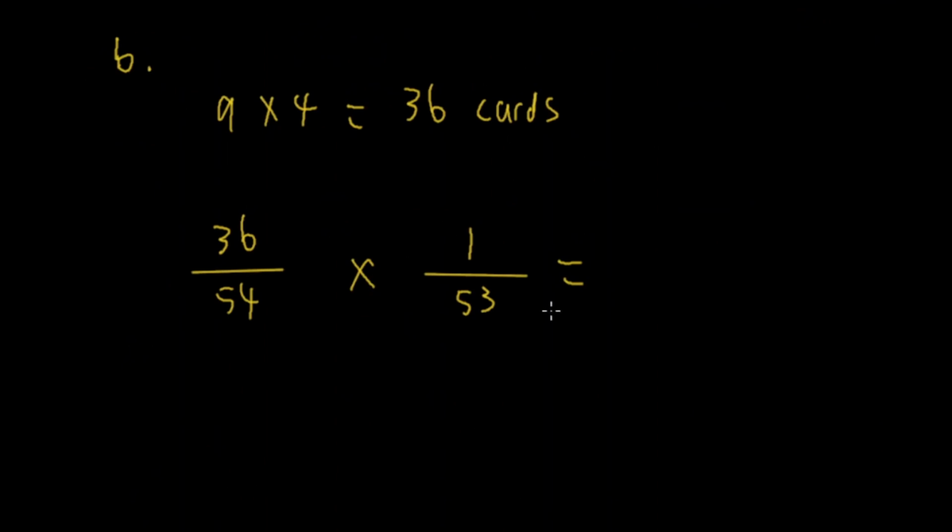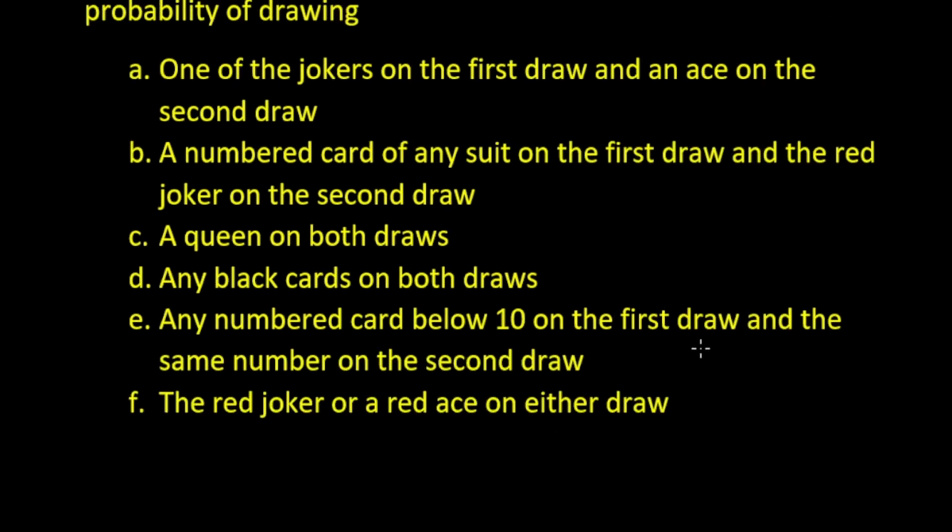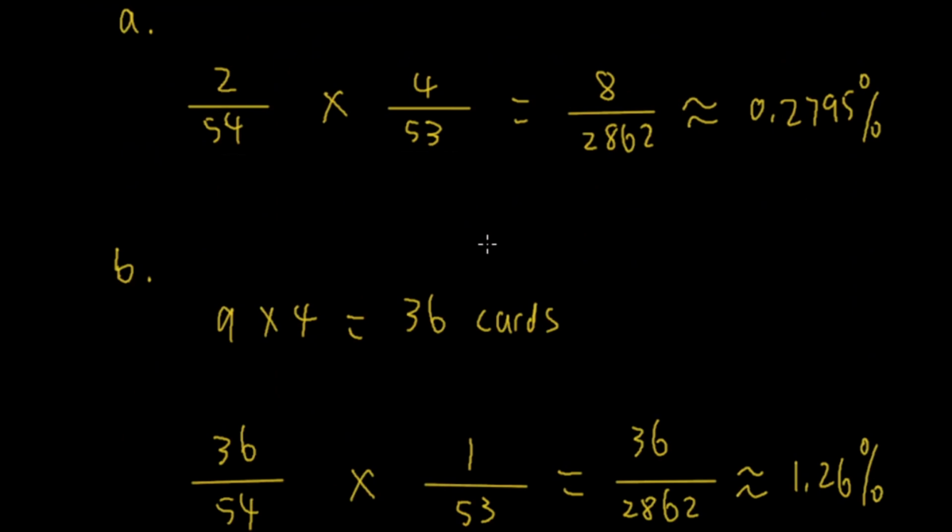And that would be 36 over 2,862, and that's approximately equal to 1.26%. That's part B. Now let's look at part C together: a queen on both draws. Now part C.